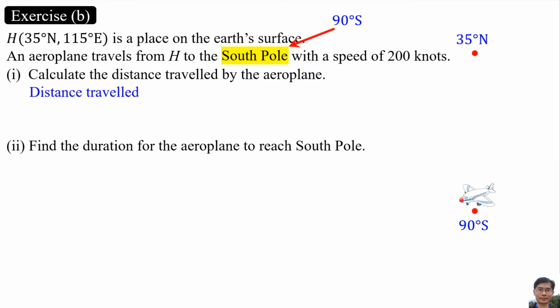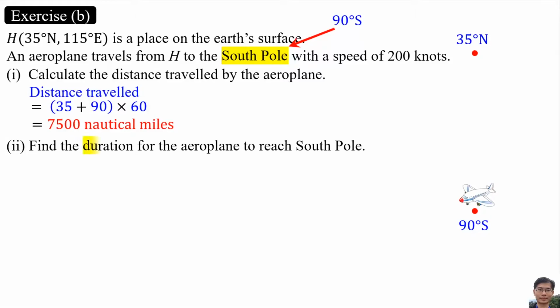So the distance traveled is, they have different directions, so they add both angles. 35 add 90 and then multiplied by 60 to change into nautical miles. So we get 7,500 nautical miles.